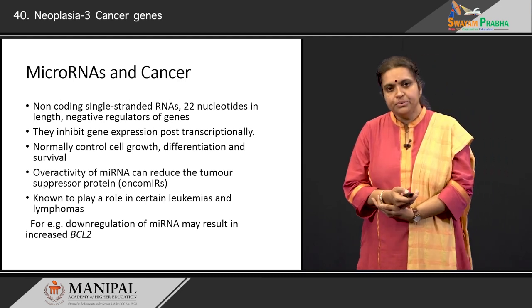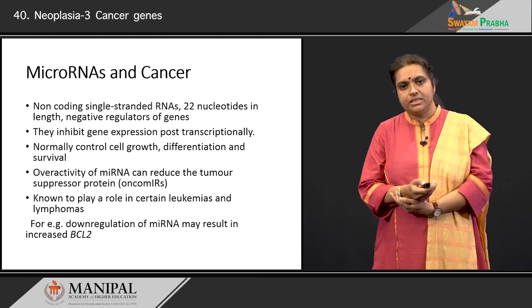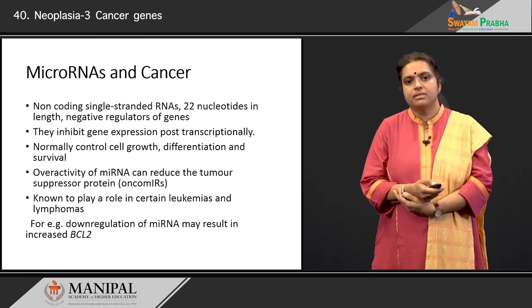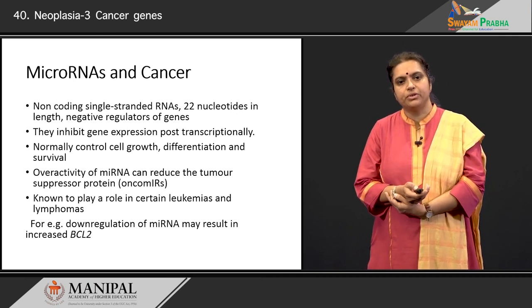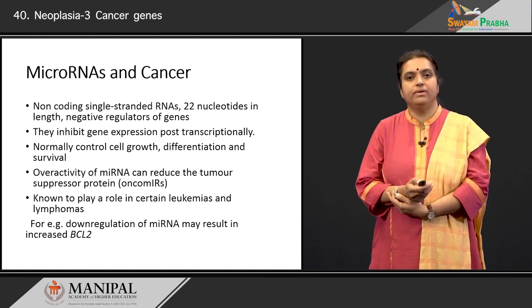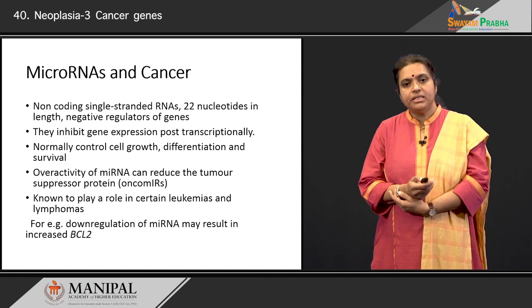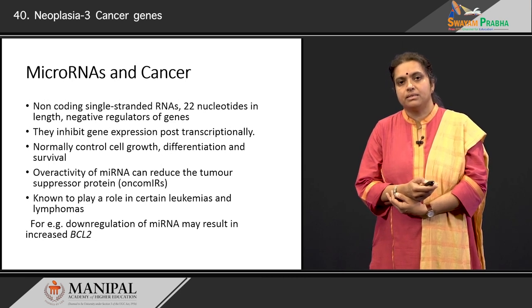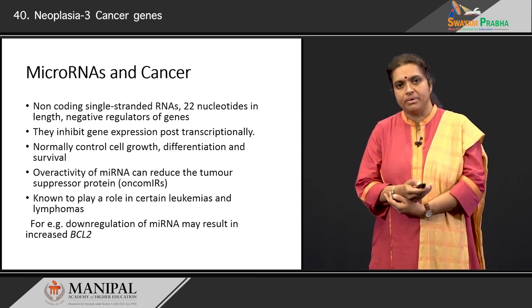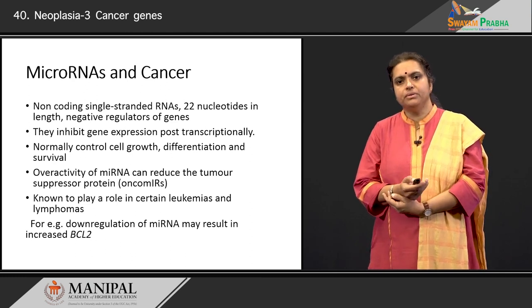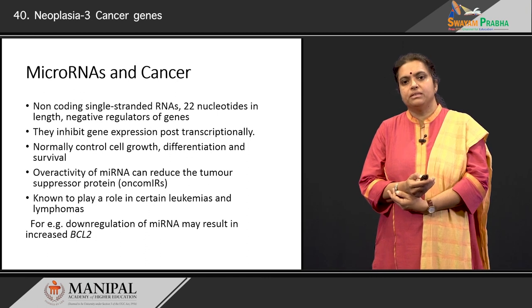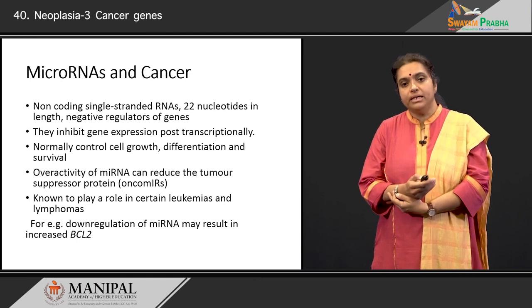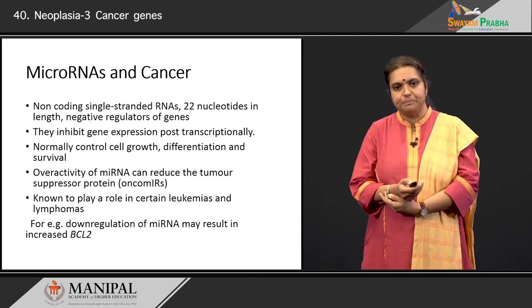The other new and emerging aspects of genetic changes in cancers include the microRNAs. MicroRNAs are nothing but single stranded RNAs, which are about 22 nucleotides in length. They are normally negative regulators of genes. They inhibit gene expression post-transcriptionally. You know that the genes are first transcribed into mRNA, and then it becomes translated into protein. Gene expression after transcription is inhibited by microRNAs. So, these normally control cell growth, differentiation and survival.